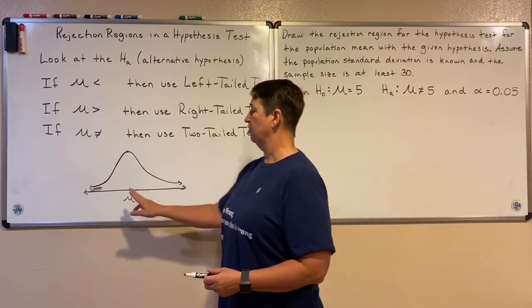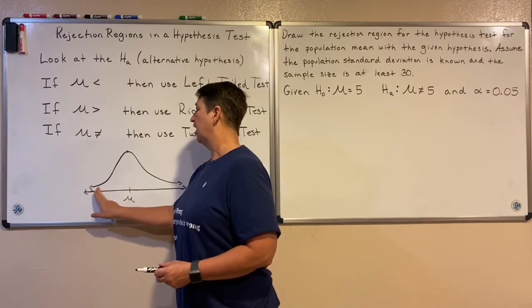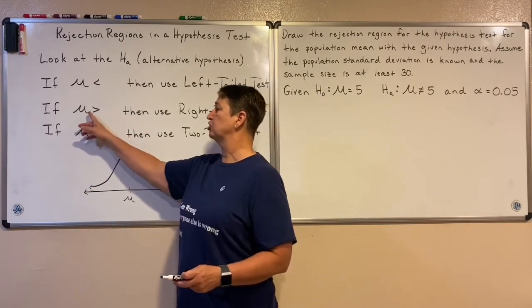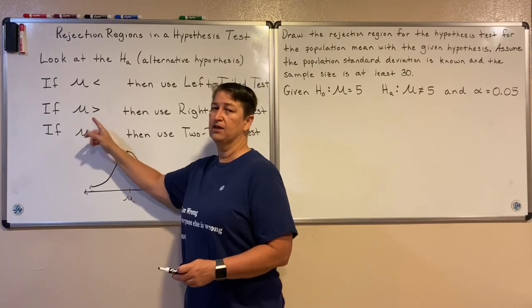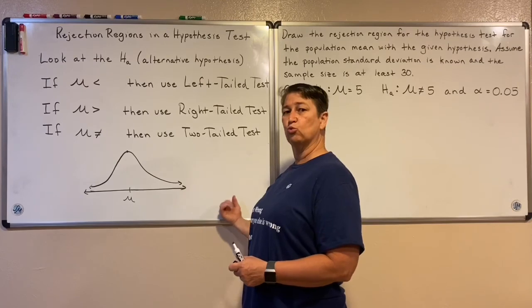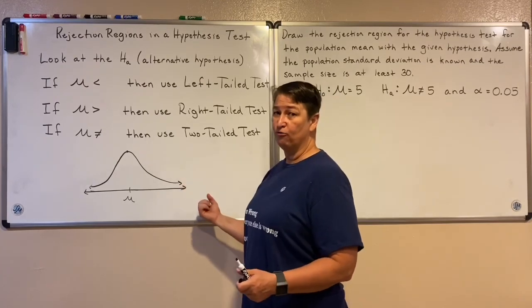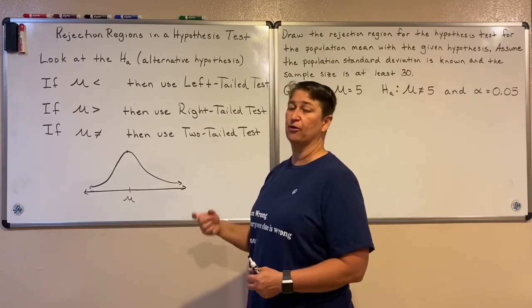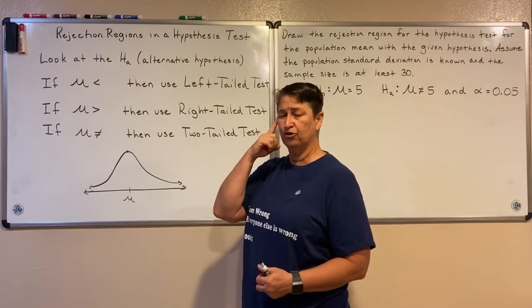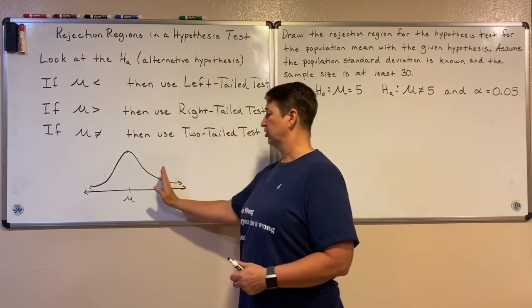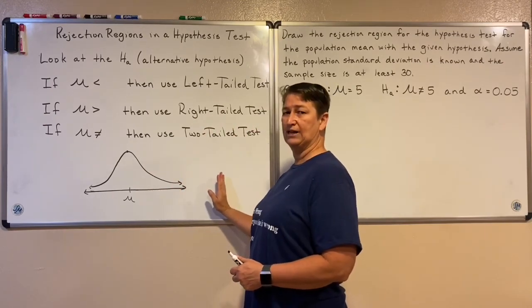If, however, our alternative hypothesis has the mean or proportion greater than, then we're going to be looking for a value that is off to the right, so far out there that it's statistically significant, so far out there that we go, that's weird. So then we're going to use a right-tailed test. We're going to be looking for something on the right side.